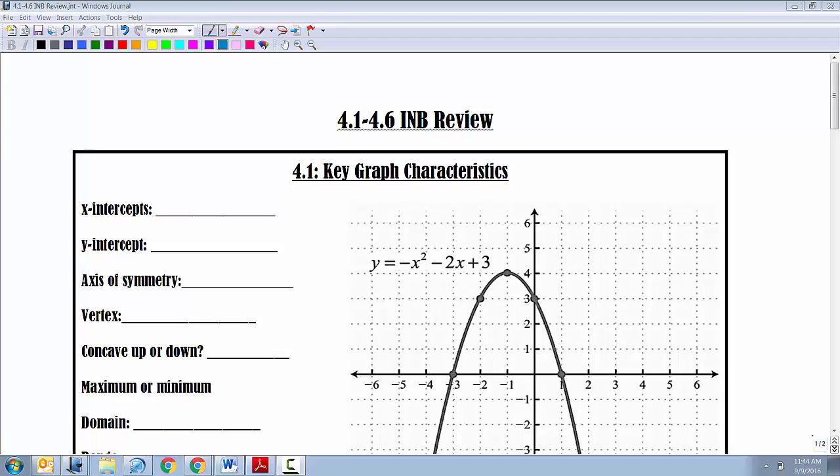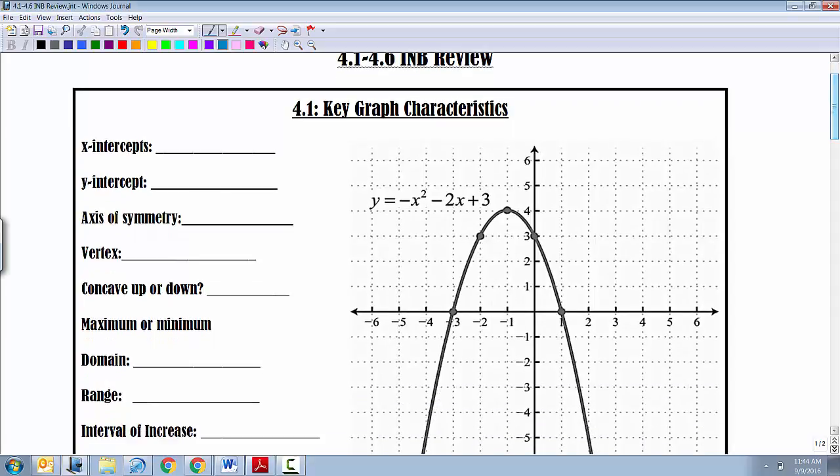So 4.1 to 4.6, interactive notebook review. This goes in your interactive notebook. We got it ready to go. You have your highlighters. Hopefully you have one of each color, because we're going to make it so beautiful that when you go use it on the exam, you know what we were talking about.